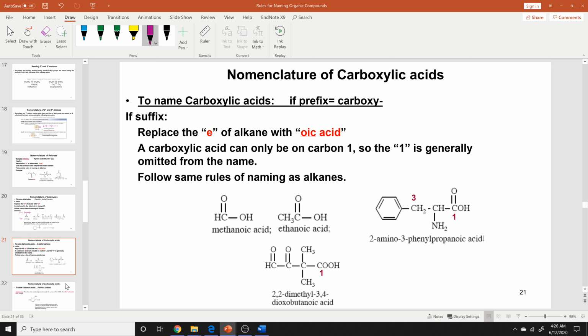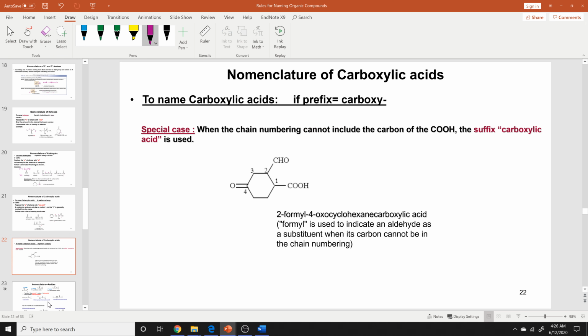The OH gets the highest priority in there, so count the longest chain, including the carbon of the carbonyl of the acid. So this is going to be propanoic acid. You drop the E in the propane and put oic acid. On carbon number 3 I do have a phenyl, and on carbon number 2 I do have an amino. You just arrange them in alphabetical order.